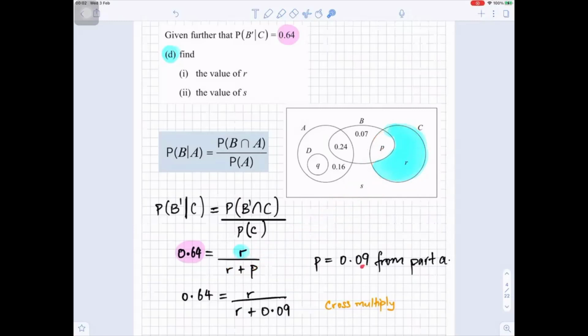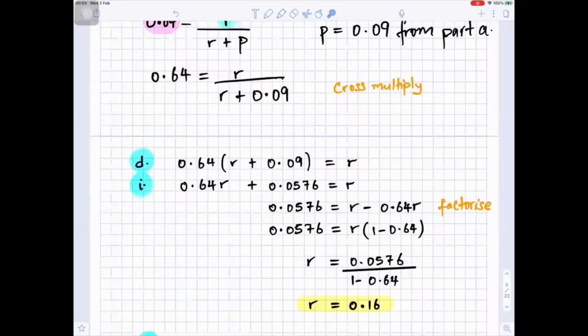Now, we know P is 0.09 from part A. So we sub in 0.09. And to solve this, we cross multiply. So you would have 0.64 times R plus 0.09 equals R. You remove the brackets, 0.64 times R, 0.64 times 0.09, 0.0576 equals R. Now you take 0.64R to the right hand side, it becomes minus.